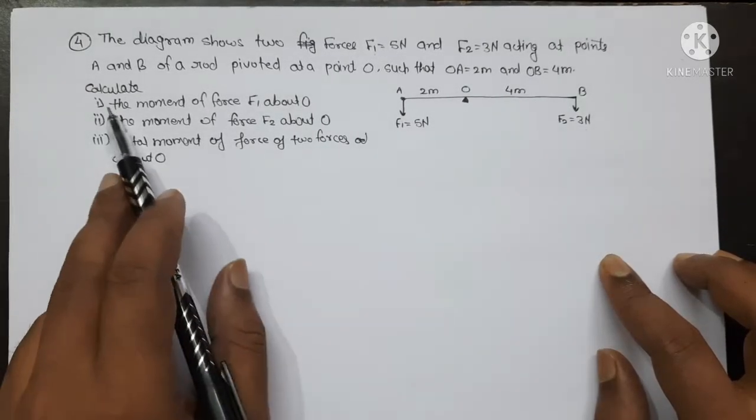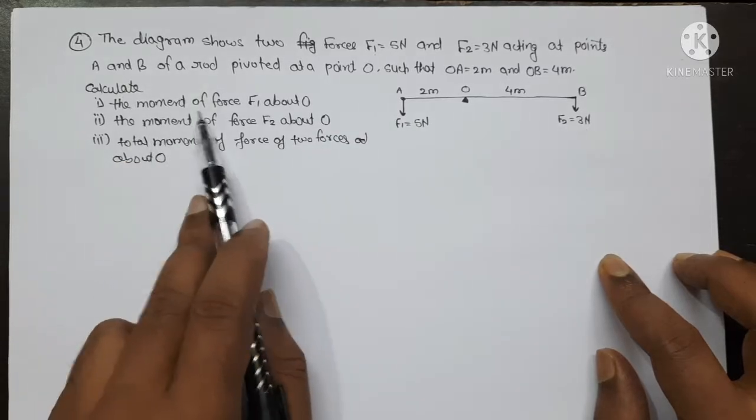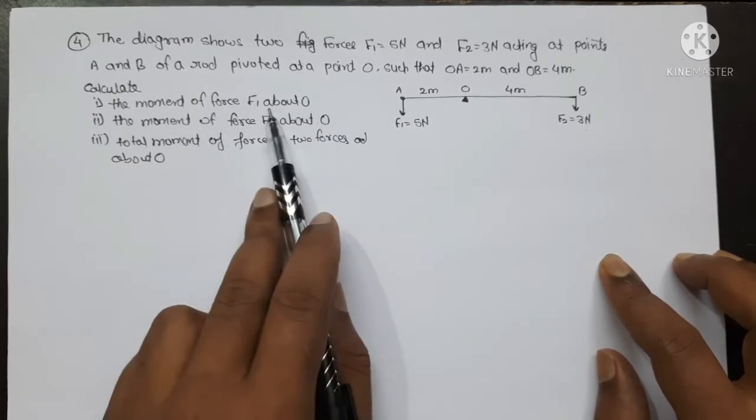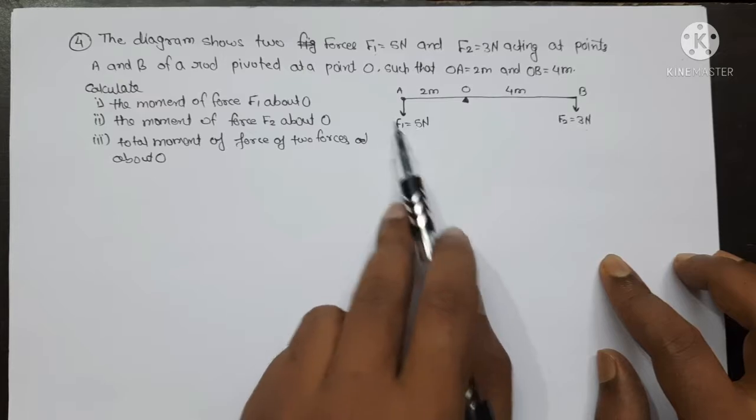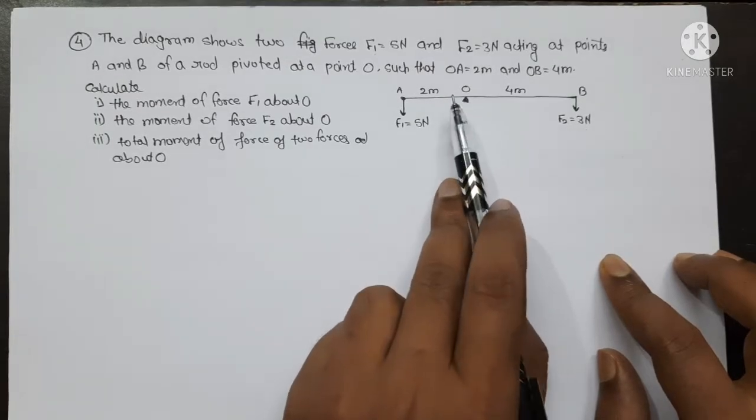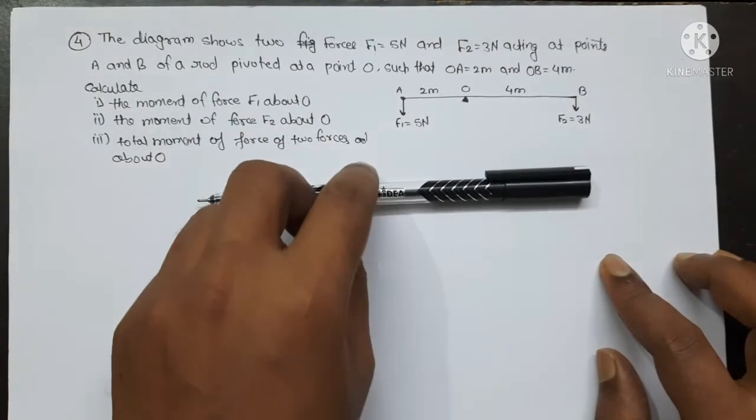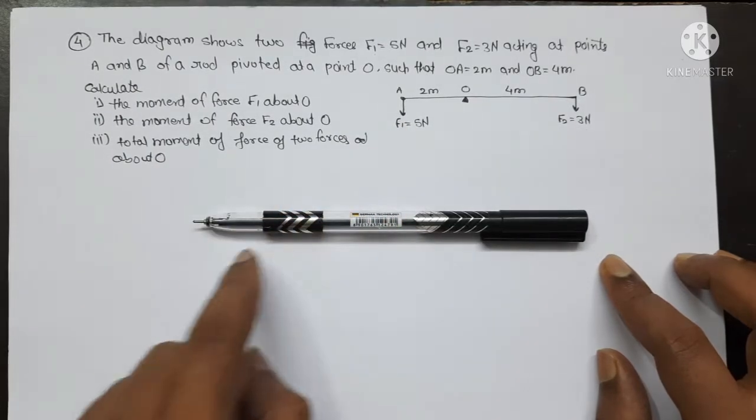Now what is to be found? Calculate the moment of force F1 about O. So we have to find the moment of force due to this force F1 about this point O. So what will be the turning effect? Say this force F1 is downward.